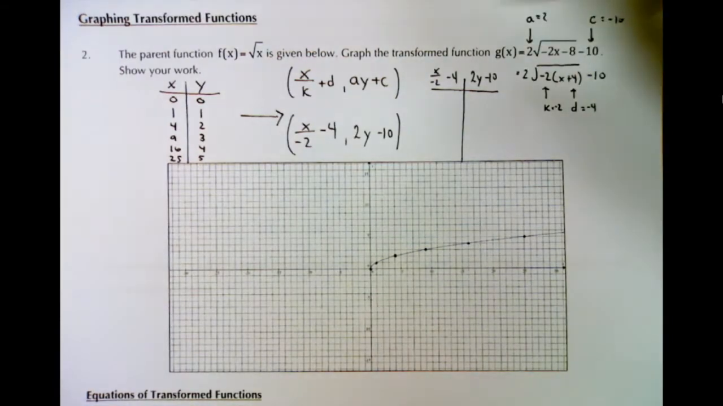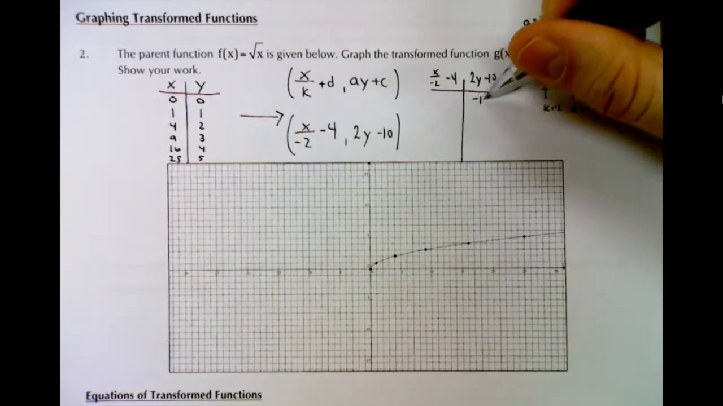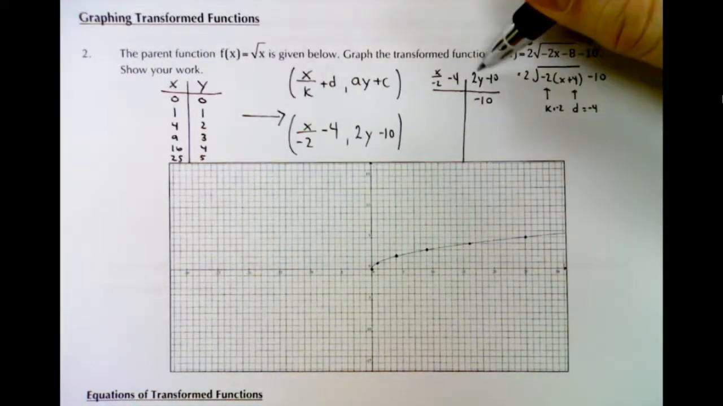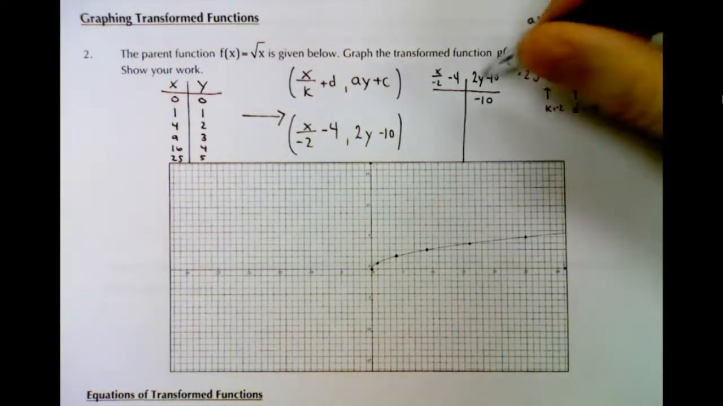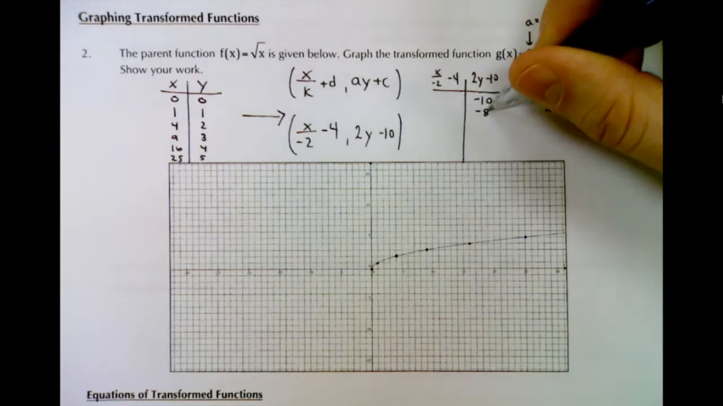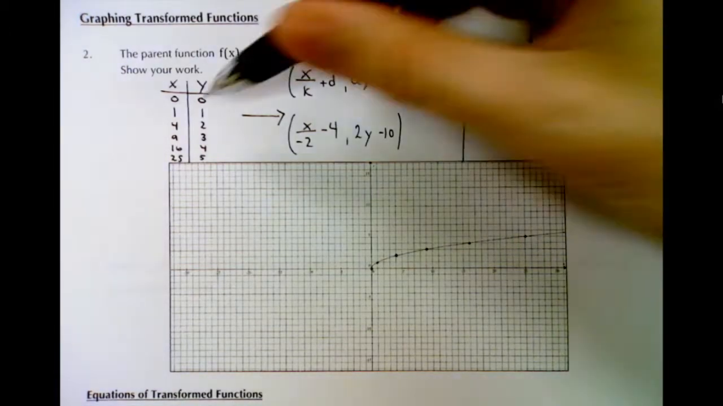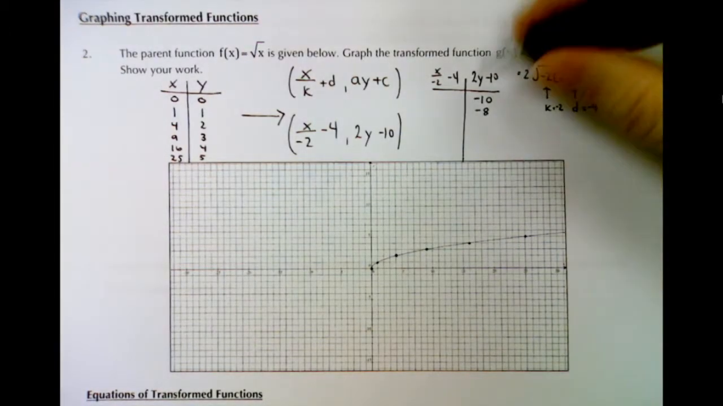I'm going to do the y's first. 0 times 2 is 0, minus 10 is negative 10. That's our first one. We took our 0, multiplied by 2, and subtracted 10. 1 times 2 is 2, subtract 10 is negative 8. These are linear, so once you see the pattern, you can probably fill in the rest. I'll keep doing a couple more. 2 times 2 is 4, subtract 10 is negative 6.